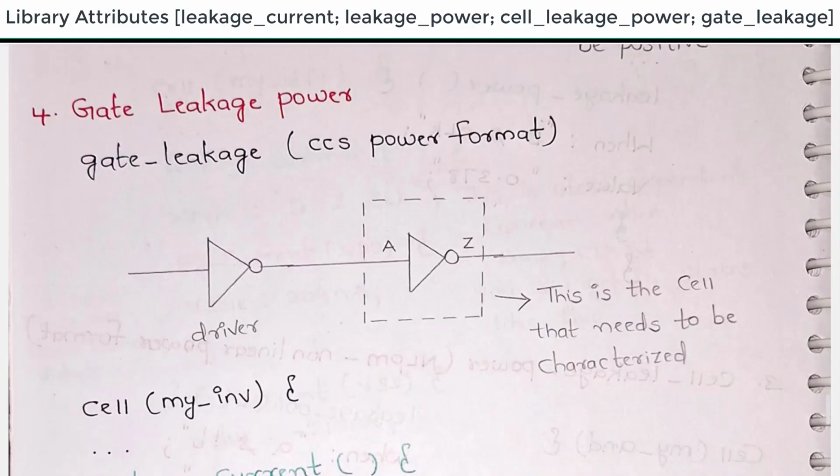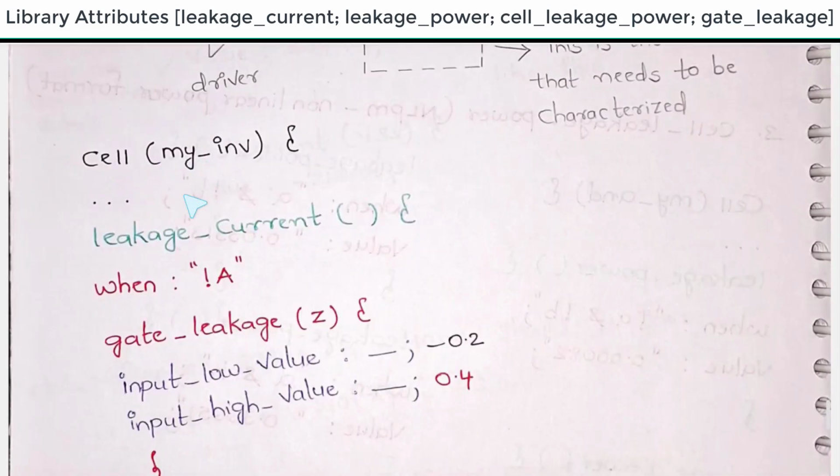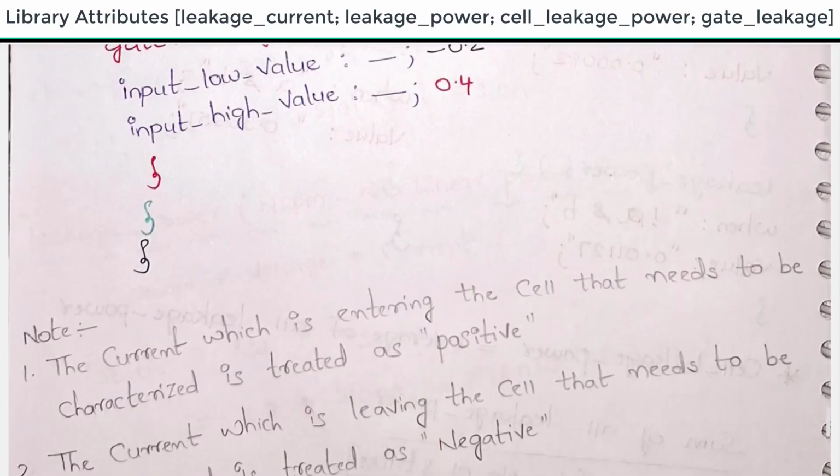Last one is gate leakage power. So gate leakage power comes under CCS power format. So here I am characterizing this particular NOT gate, and this is a driver. So here pin name is A, input is A, output is Z. So here I have mentioned this is a cell that needs to be characterized. So cell name, leakage current when A is equal to 0, and gate leakage current, I mean gate leakage Z. So input low value, input high value.